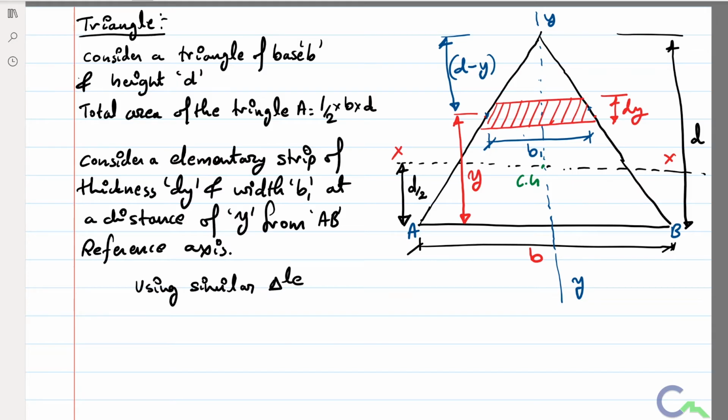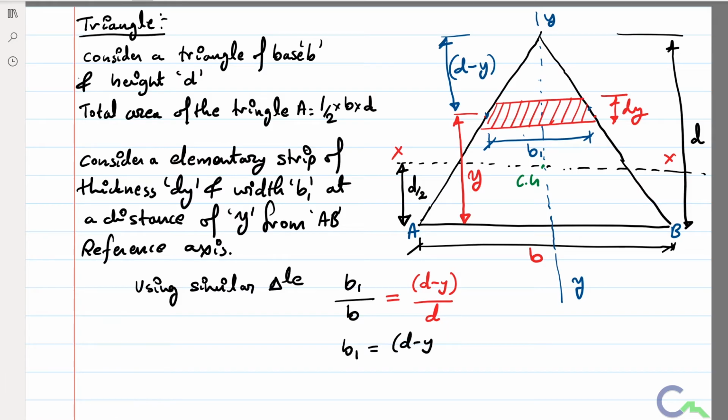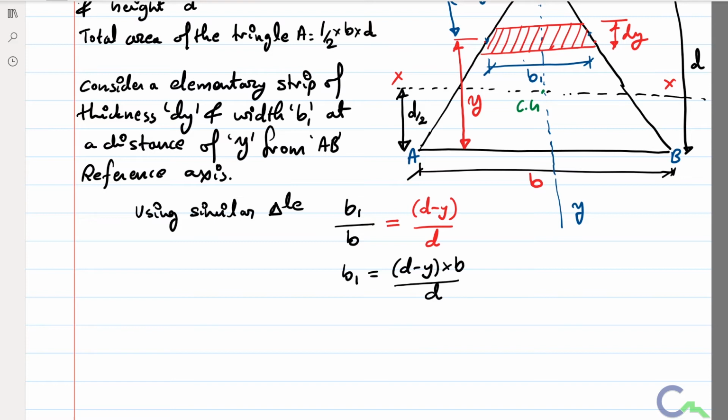The width of the smaller triangle is b dash, and the width of the larger triangle is b. The height of the smaller triangle I can write as d minus y, then the height of the larger triangle is d. I want the value of b1, so b1 is equal to d minus y into b divided by d. So I did the cross multiplication.